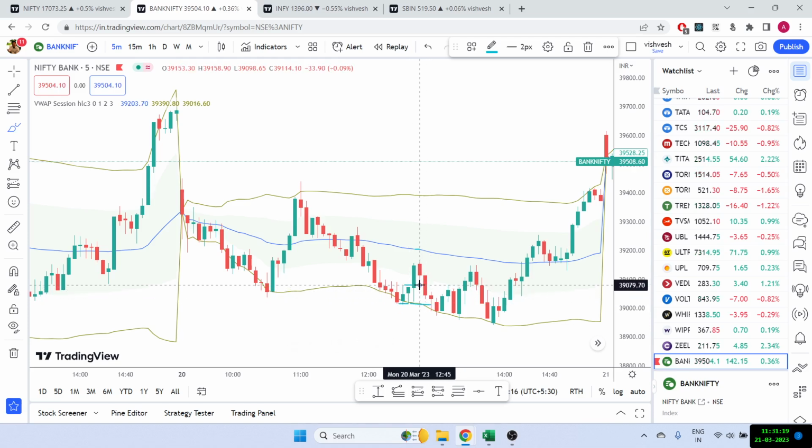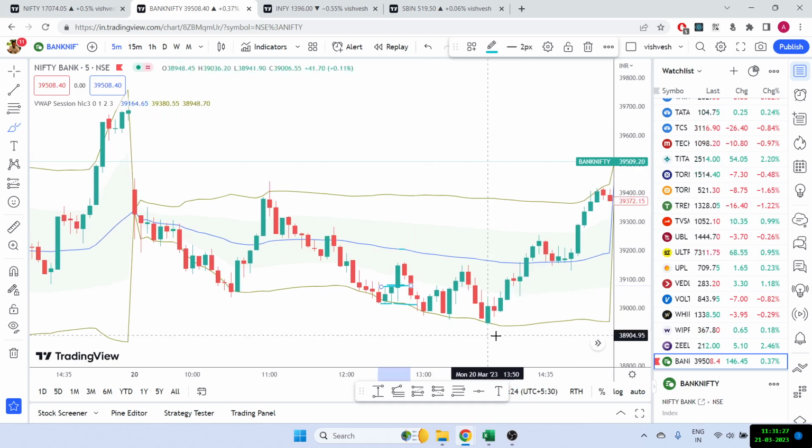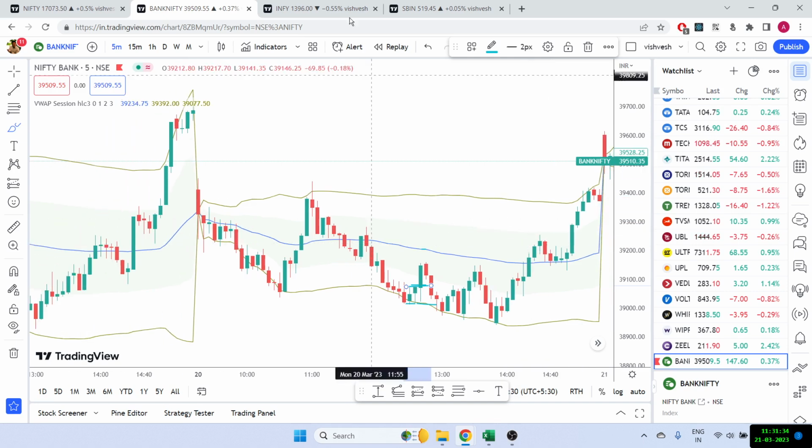As you can see here, since our risk to reward is in our favor, even if we get a 50 or 60% accuracy, we'll end up making profits. And again, we will not get the second trade here because the red candle never broke the lower band. Let's take some more examples.